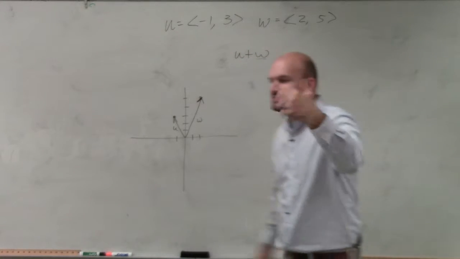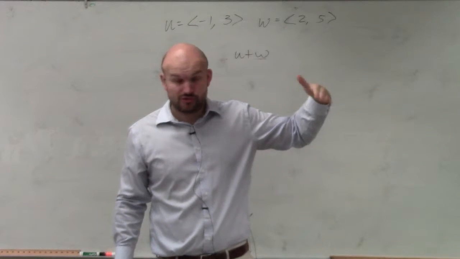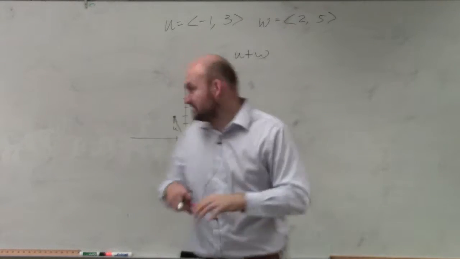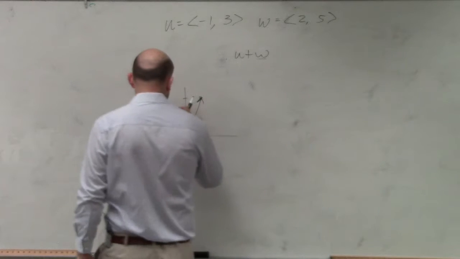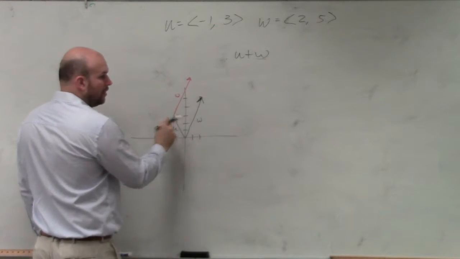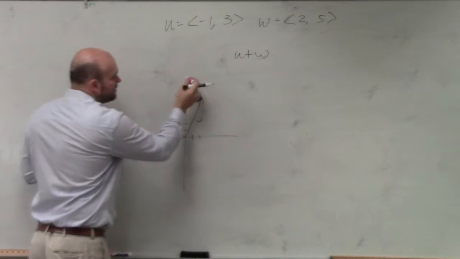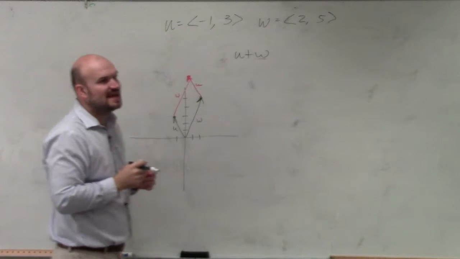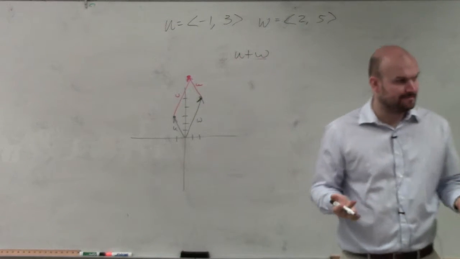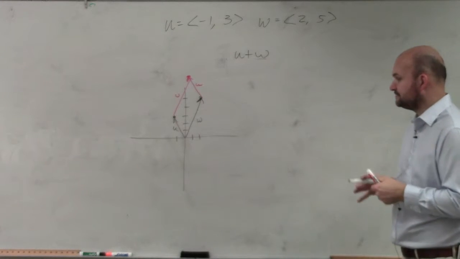Now, if I was going to ask you, 2 plus 3 is the same thing as 3 plus 2. Would you guys agree with me? 2 plus 3 is the same as 3 plus 2. So it doesn't matter if I put w on top of u, or if I put u on top of w. Either way, they're taking us to the same terminal point. Would you guys agree? Right? So vector addition is what we say. It doesn't matter which order you do it.